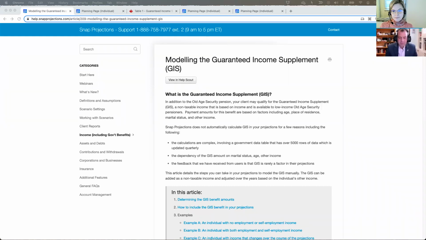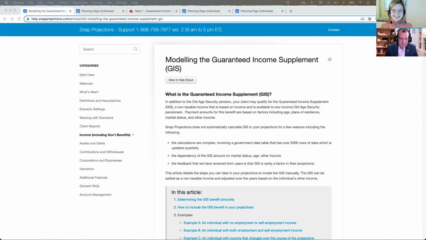Leigh is the Customer Success Manager at Snap Projections, and Leigh's going to help us walk through how to model the guaranteed income supplement, which turns out to be way harder than it should be. Is that about right, Leigh? I think that's about right after putting this together.